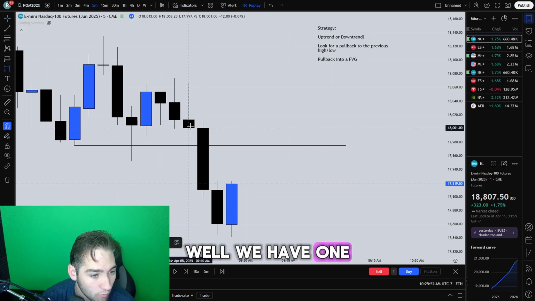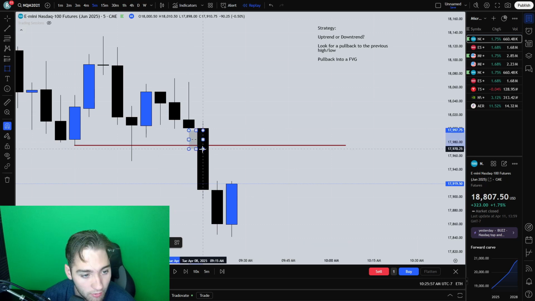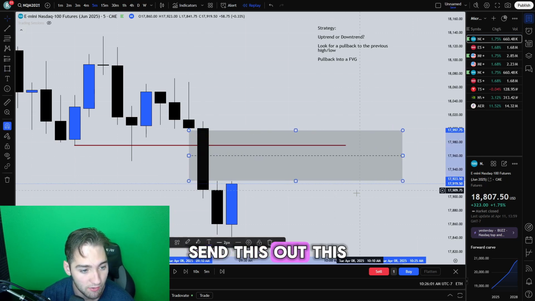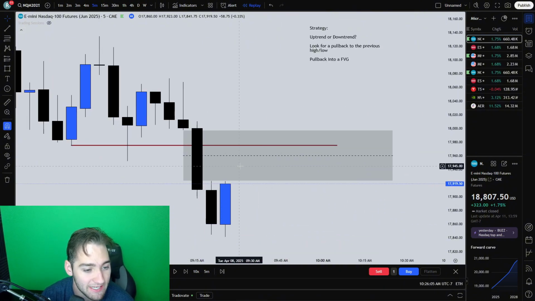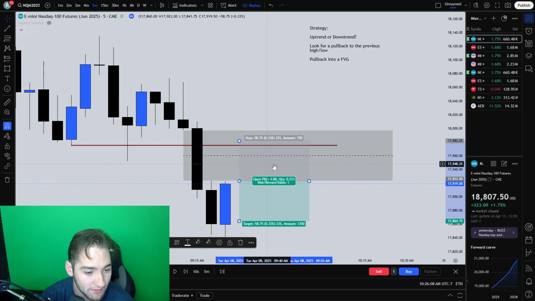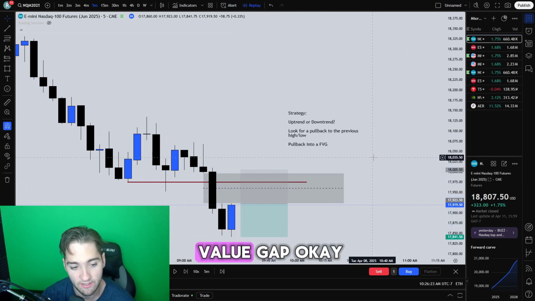So what are we looking for? Well, we have 1, 2, 3. We're going to look for the low of this first candle and highlight that to the third candle's high. Extend this out. This is our fair value gap. I want price to test into this fair value gap, hopefully on the next candle. We want a good risk reward, so I'm just going to put the stop slightly above this fair value gap.